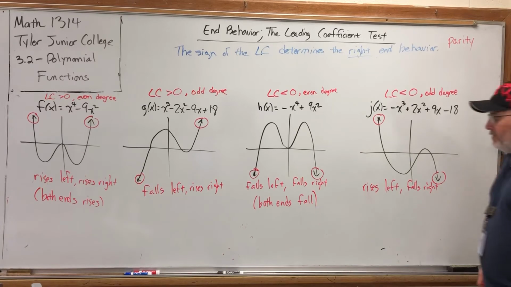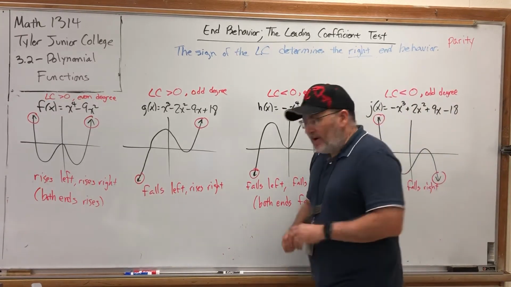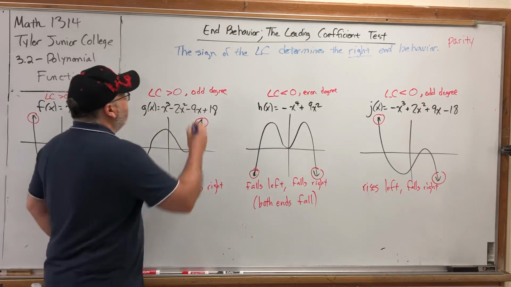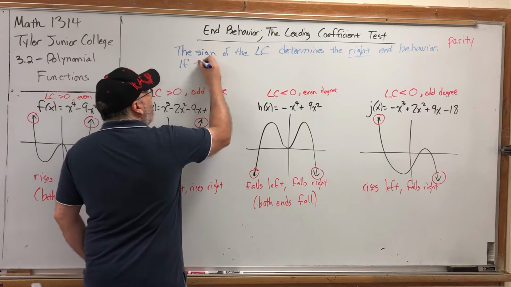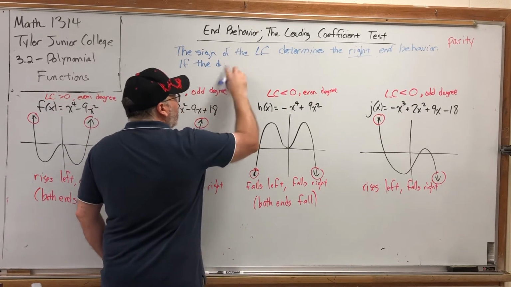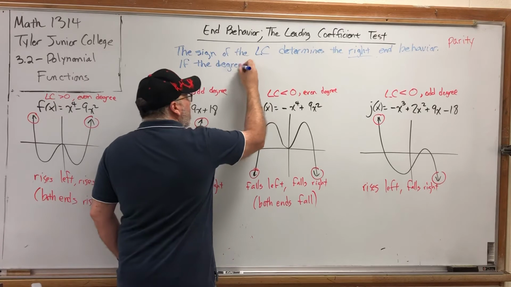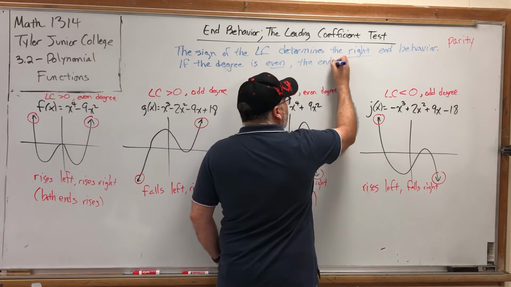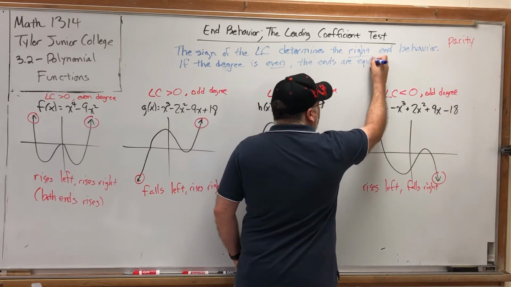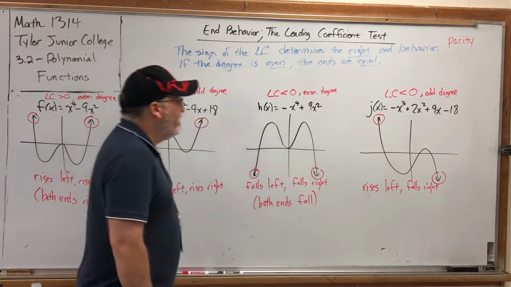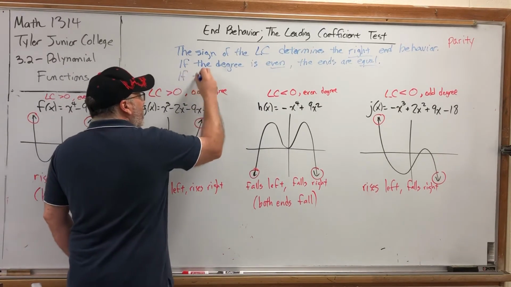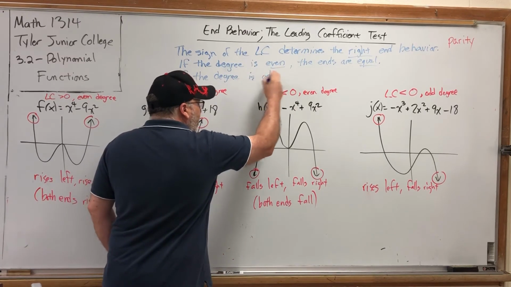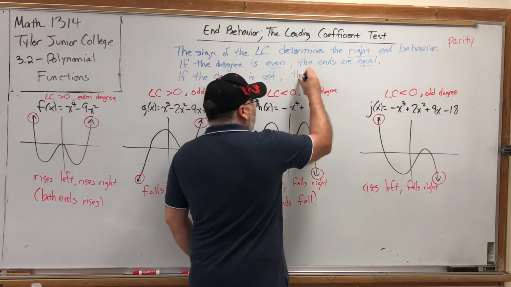If the degree is even, then the ends are pointing the same direction. Or as I like to say, if the degree is even, the ends are equal, meaning that they both rise or they both fall, and vice versa. If the degree is odd, the ends are opposite.